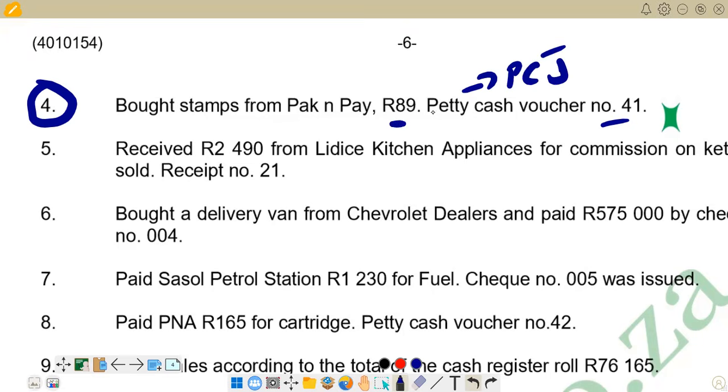Then the amount is 89, the document number 41, and we know that now it's day 4. So you can go there and enter that one. Enter the description of the payment. It's stamps. So basically stamps means that this is a postage expense. So here, on the description, we just write postage. So we go to the petty cash journal and see what we have.